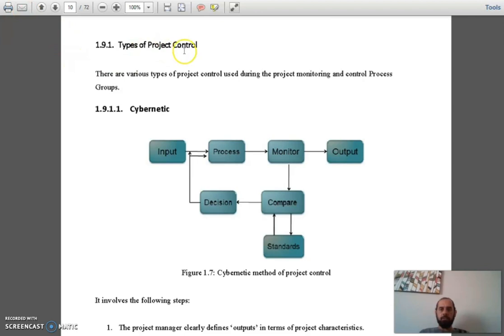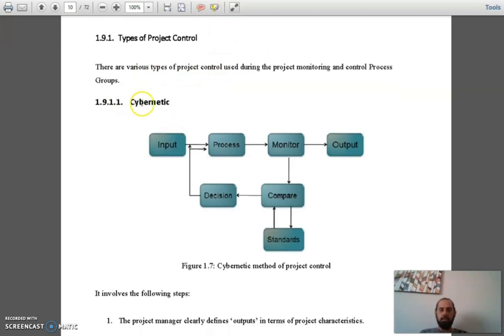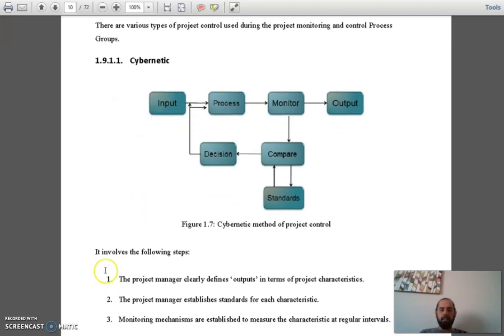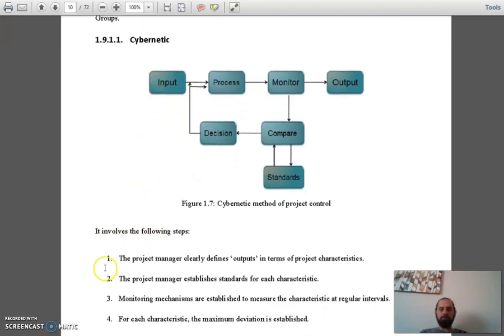So types of project control. There are various types of project control used during the project monitoring and control process groups. As I told you, we'll take this one only, cybernetic. The first thing is that it involves the following steps. The project manager clearly defines outputs in terms of the project characteristics. Okay, he will define the outputs of the project in terms of the project characteristics and the requirements. The project manager establishes standards for each characteristic.